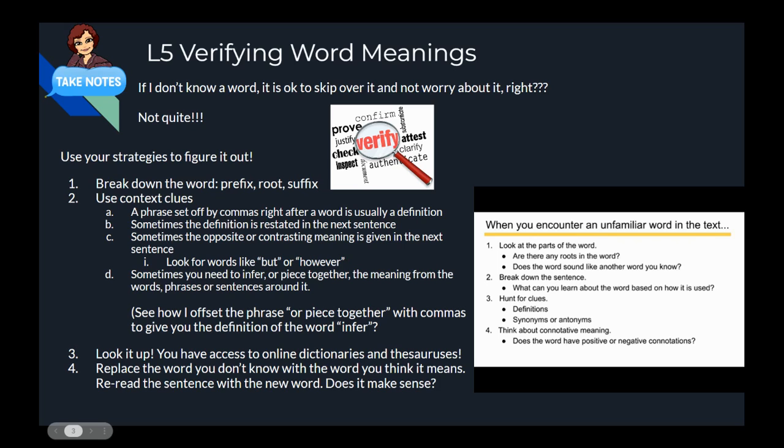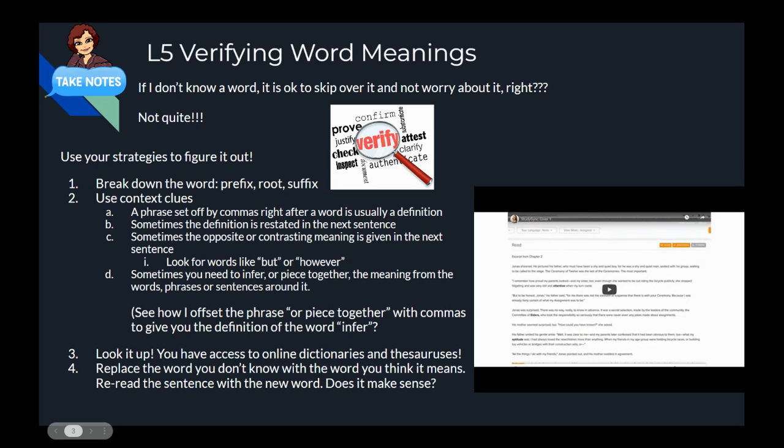And then last but not least, once you've used some of these tips and you think you have a good guess, either a word or a phrase that you can substitute for your unfamiliar word, then you can put your educated guess into the sentence to see if it works. And if it works, great. If not, you might have to go back to the text and do a little bit more digging. So let's take a look at an example.